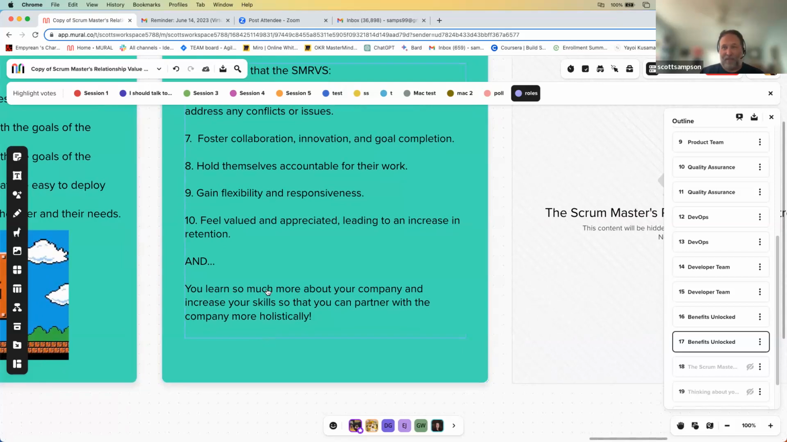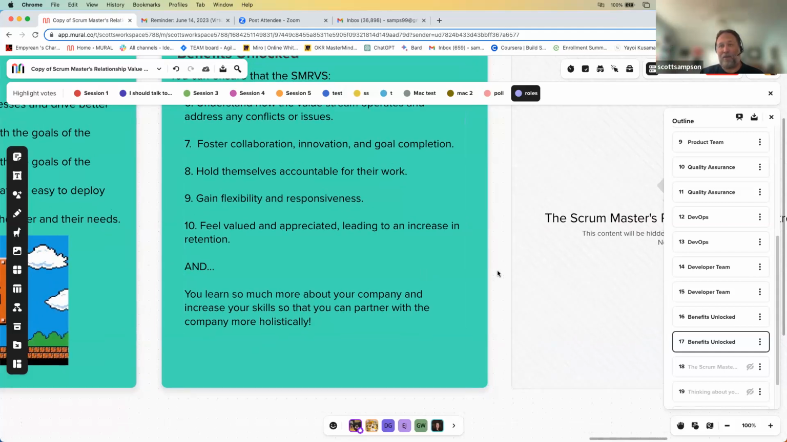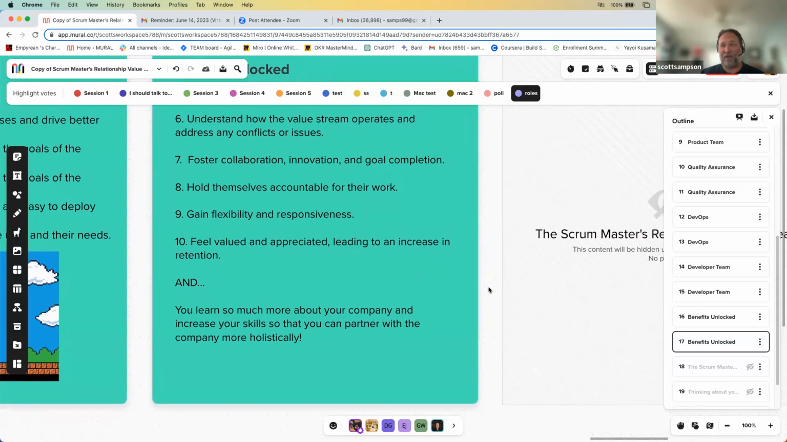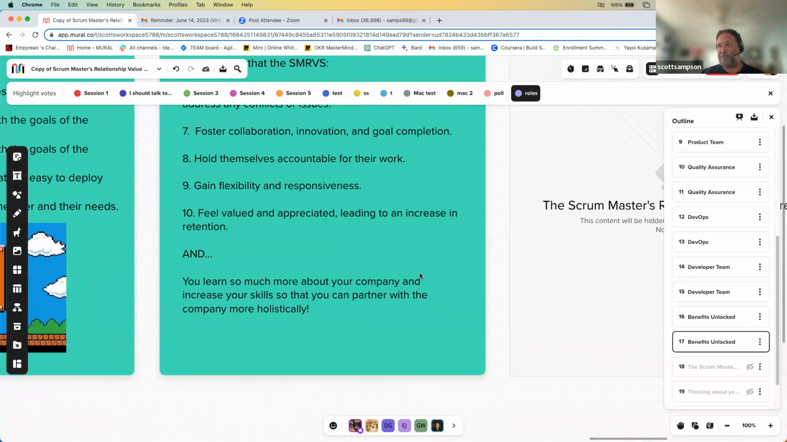And like I said here, you can learn so much more about your company, how it operates. You're increasing your skills as a Scrum Master and Agile coach by growing your knowledge base just across everything that happens at your company in a holistic manner. And you're becoming more valuable to your company by doing all of these things. I think that's a great selling point for trying to do some of these.